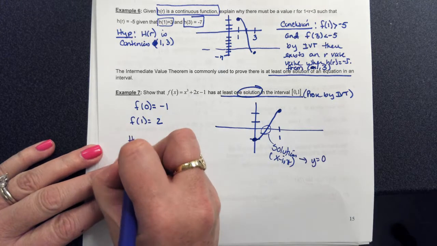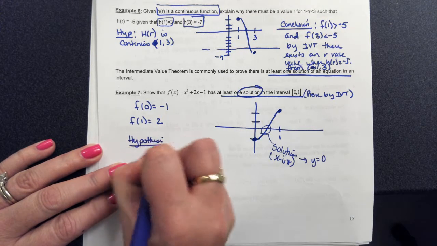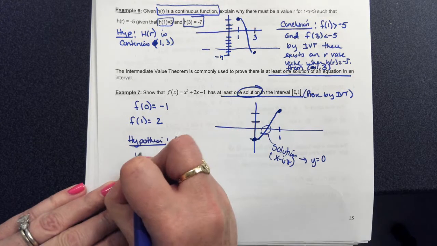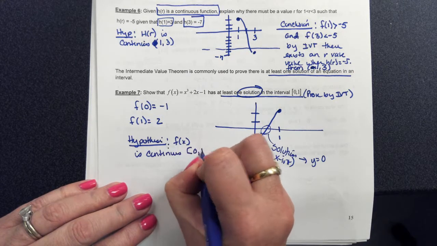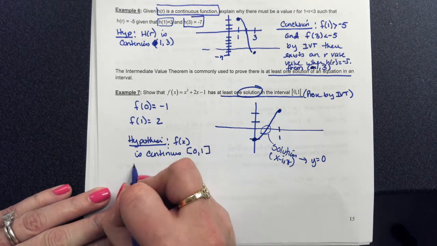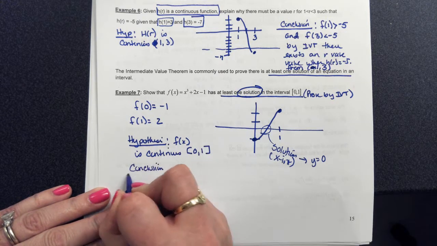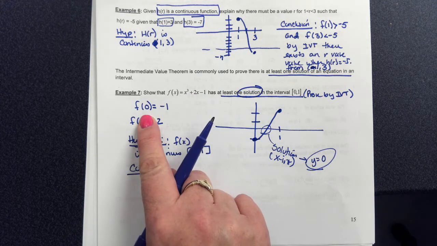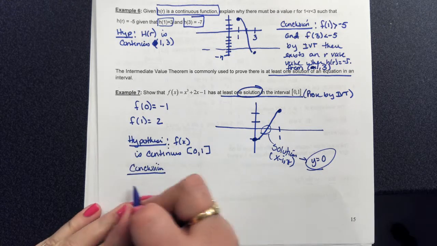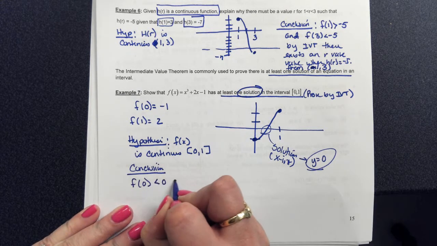So first of all, you have to state your hypothesis. So f of x is continuous. And what's the interval they're giving you? 0 to 1. Your conclusion. Again, remember, you're making your comparison to 0. What is f of 0 when compared to 0? Is f of 0 greater than 0, or is f of 0 less than 0? What do we find f of 0 to be? Negative 1. So is that greater than 0 or less than 0? Less than. So I know that f of 0 is less than 0.